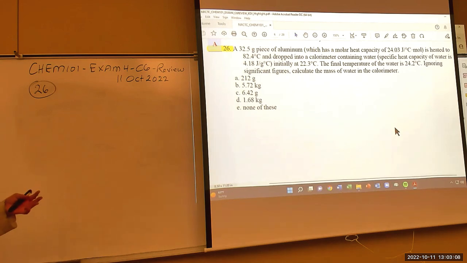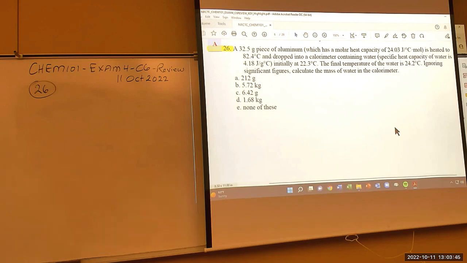Okay, so we got water in the calorimeter. We've got a chunk of aluminum with a given molar heat capacity. That's important because they're giving us grams, but the heat capacity is per mole. Heat it to this temperature and drop it into a calorimeter with water. Water has a specific heat here, in terms of grams. The water is initially at 22.3 degrees. The final temperature, 24.2. Calculate the mass of water.